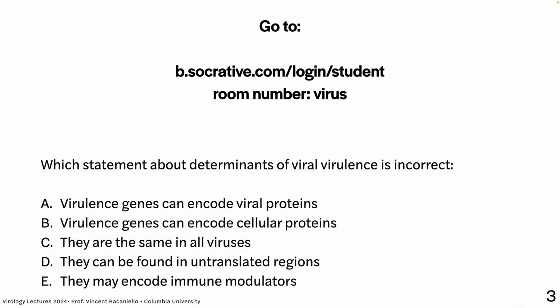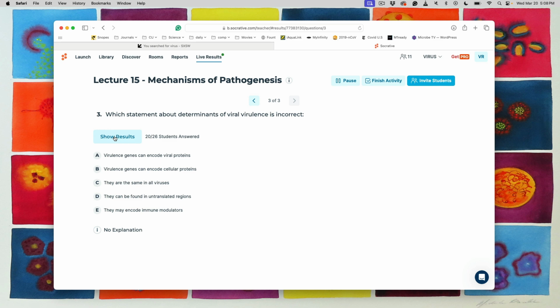Which statement about determinants of viral virulence is incorrect? Virulence genes can encode viral proteins. Virulence genes can encode cellular proteins. They are the same in all viruses. They can be found in untranslated regions. They may encode immune modulators.